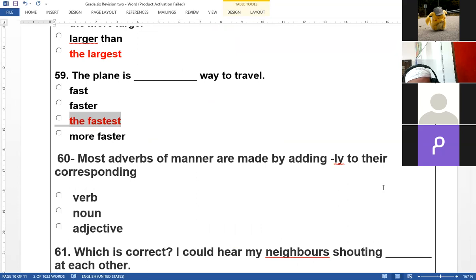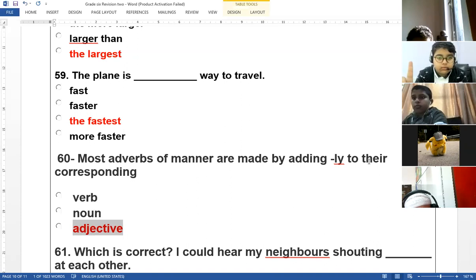Khalid, this question also. Most adverbs of manner, quietly, slowly, like this, are made by adding -ly to their corresponding verb or noun or adjective. We add -ly, Khalid, to adjectives like happy, happily, angry, angrily, not to verbs like walk, walkly. Do we put it to a verb, noun, or an adjective? We put it to an adjective, Khalid.